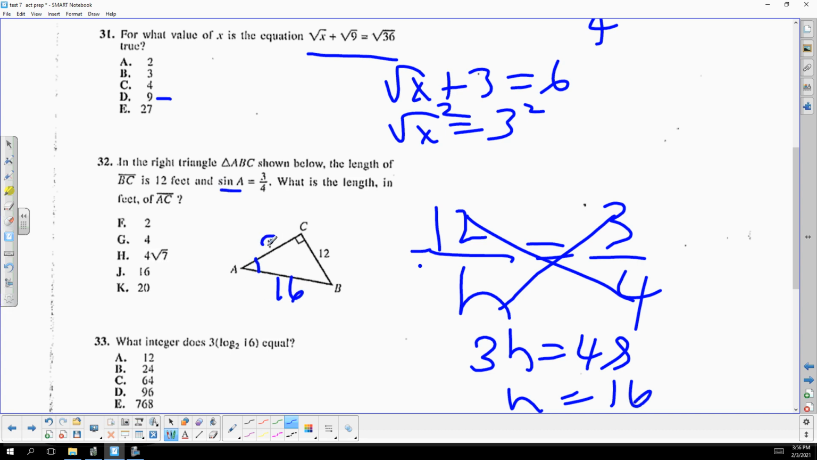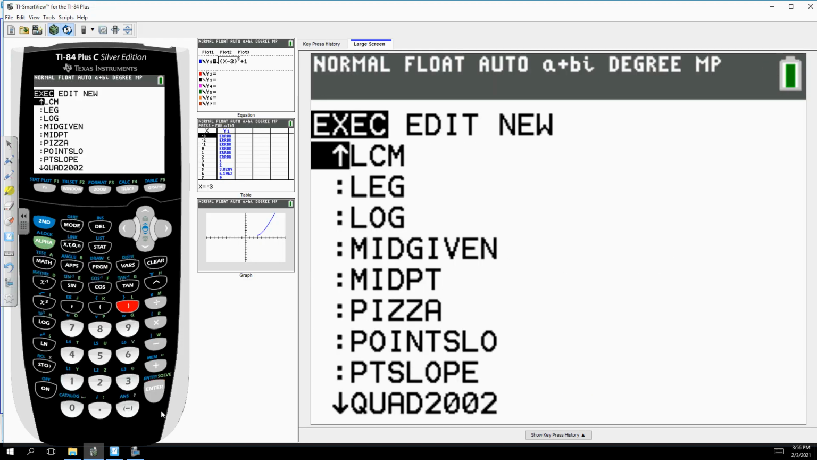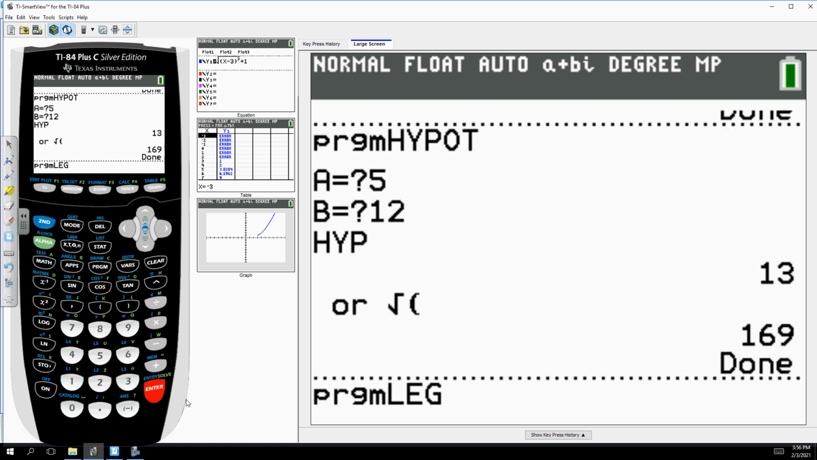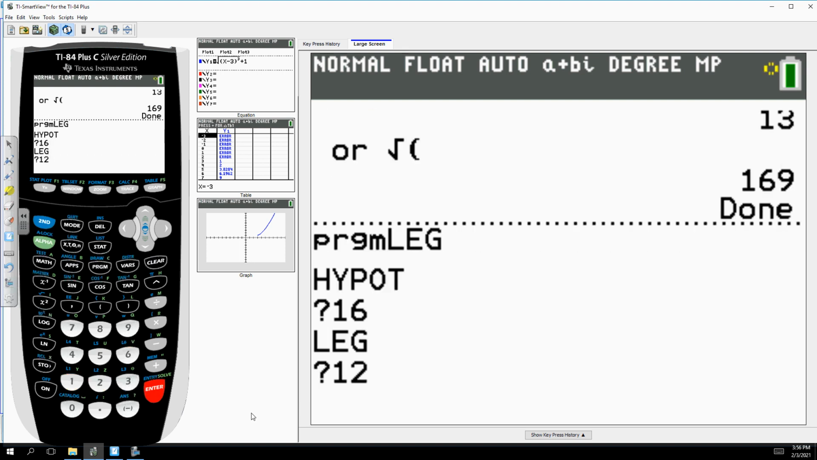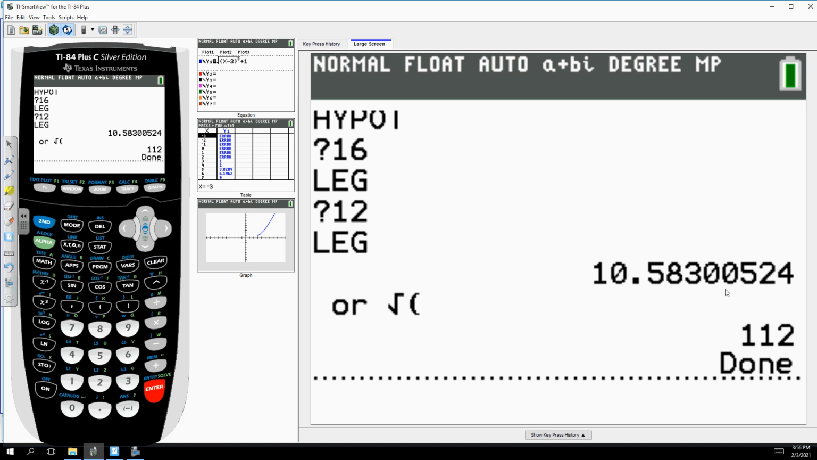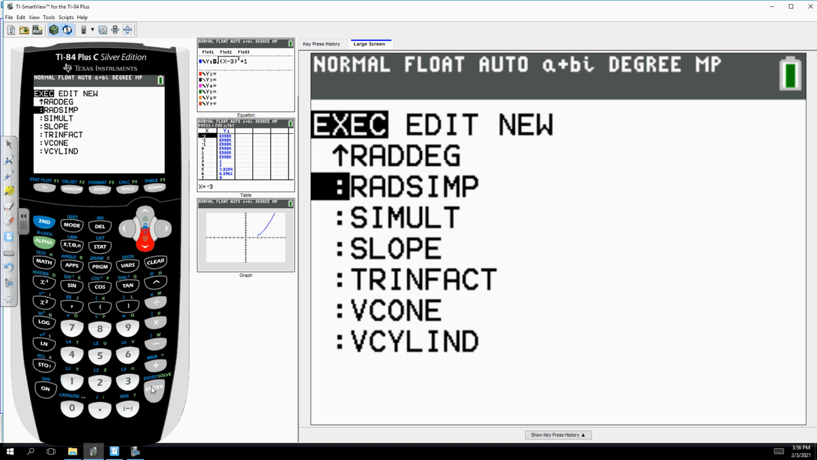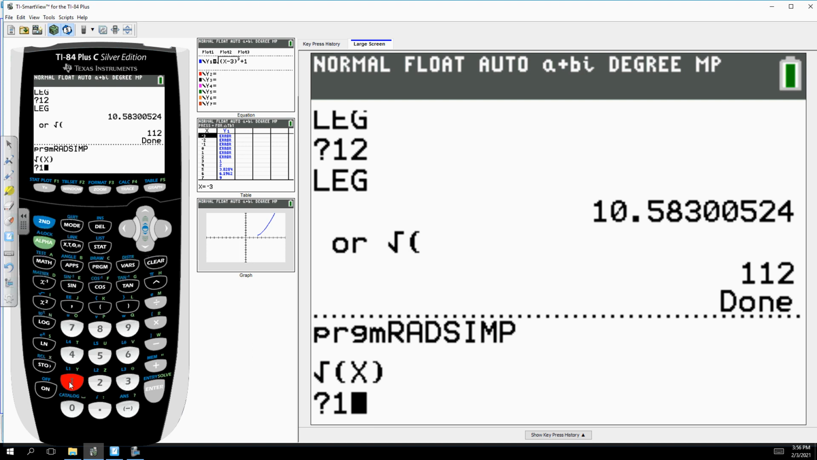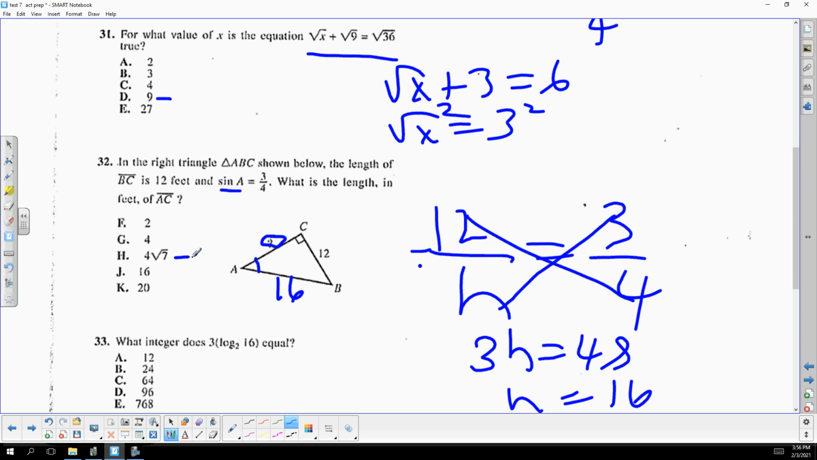We're solving for this. So use program leg. Leg asks for hypotenuse first. 16. And leg second, 12. And the answer is the square root of 112. Remember, you have simprad or rad simp that you could put 112 into if you needed it. We don't need it because that was the only answer for radical 7. That was the only answer that was non-perfect there. So it has to be this.